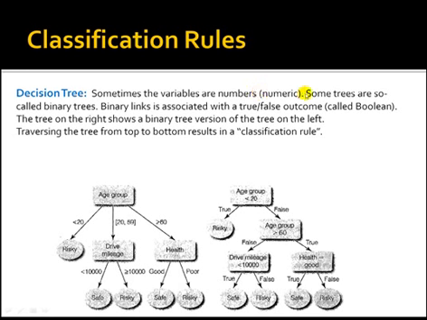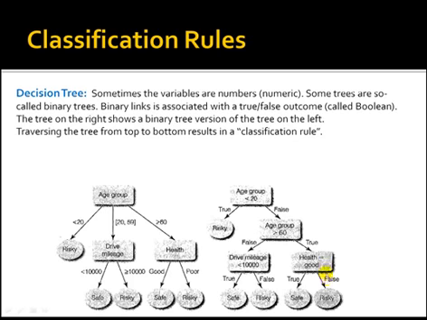Some trees are so-called binary trees. Binary links are associated with a true-false outcome called Boolean. So Boolean means true-false. The tree on the right shows a binary tree version of the tree on the left. Before, for age group we had three branches, but now we've broken it up into binary choices, so it can be called a binary tree because all of these are binary.